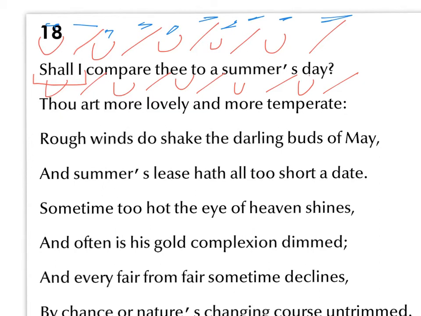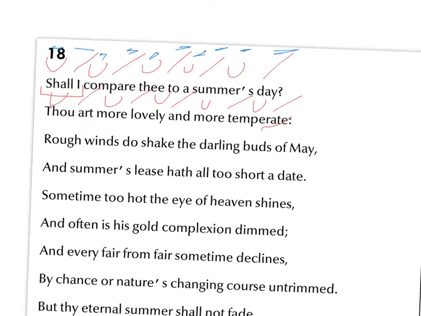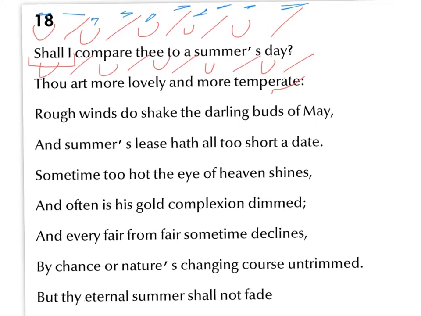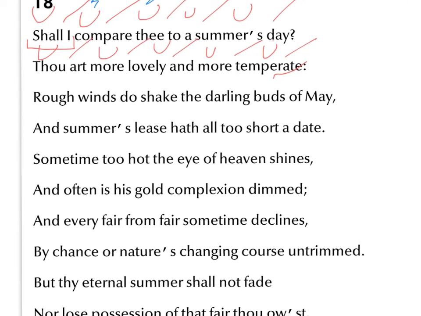This should be pretty easy because all Shakespearean sonnets follow the same rhyme scheme. Remember that Shakespearean sonnets are divided up into quatrains. A quatrain means 4 lines. So our first quatrain follows this rhyme scheme. I have day, that's our A rhyme. May is our other A rhyme. Temperate, date, or temperate, date.